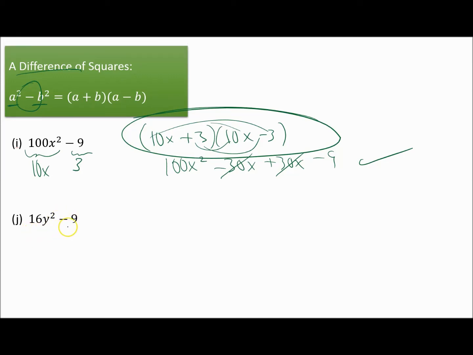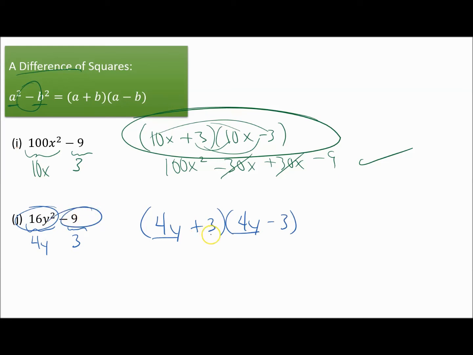First of all, we're subtracting. That's required. If it's addition, you can't factor it. Only a difference of squares can be factored. So 16y squared, the square root of that is 4y. 9, the square root of that is 3. And again, we're subtracting. That means it factors into 4y plus 3 times 4y minus 3. So notice the square root of the first one goes in the first position of both binomials. The square root of the second one, 3, goes in the second position of both binomials.